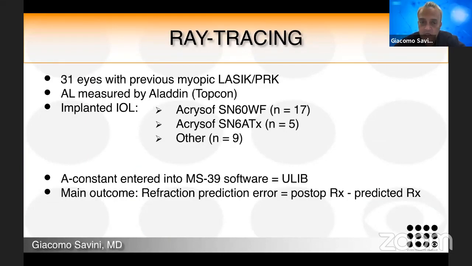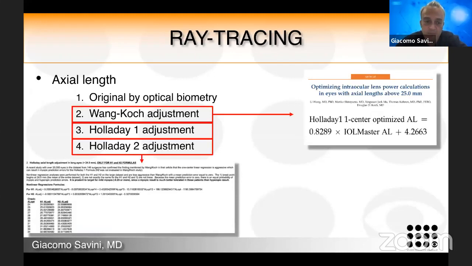This study, which is still ongoing, now includes 31 eyes with previous myopic LASIK or PRK. Axial length was measured by the Aladdin, and we had several different models of IOL. The most common was the AcrySof IQ. And we did not use the A constant provided by the manufacturer, but those available on the ULIB and now the IOLCon.org website. The main outcome was the difference between the postoperative and the predicted refraction, which is the prediction error. We did some changes in the axial length, because we used the original reading from optical biometry.